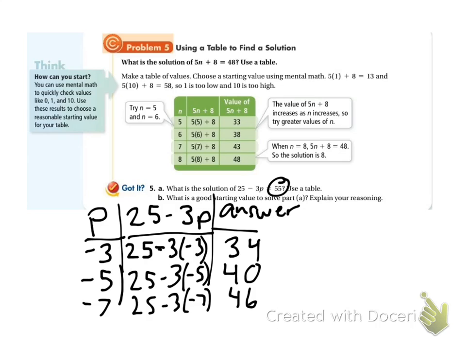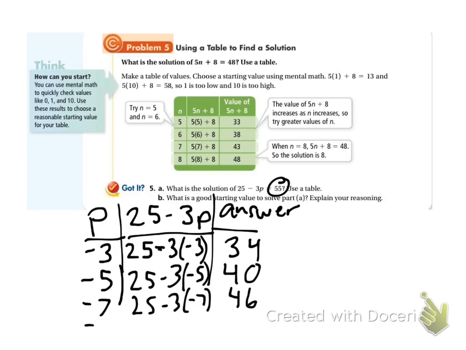I'm really close. Why don't I try negative 9? 25 minus 3 times negative 9 is 25 plus 27, which gives me 52. Oh man, I was one off. Okay, I'm going to erase that guy.